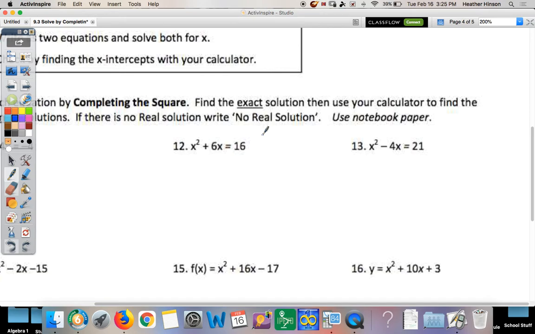So for number 12, we want to find our good C. This one, our bad C is already on the other side of the equal sign. So we just need to put our blank in. How do we find our good C? We're going to do 6 divided by 2 squared. Your B divided by 2 squared, which is 9.